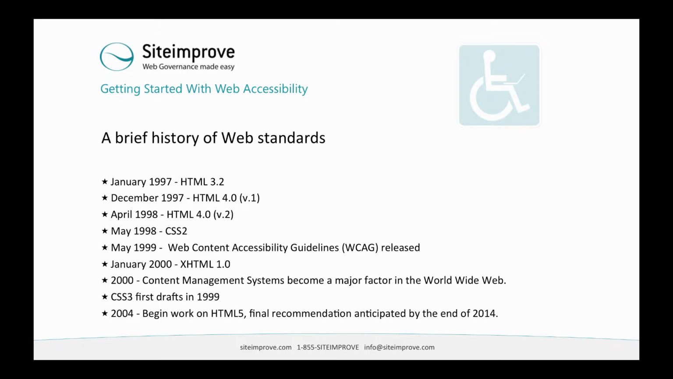December 1997, HTML 4.0 version 1. HTML 4.0 was the first standard to address separating content from page structure. It was also the first to address universal accessibility.